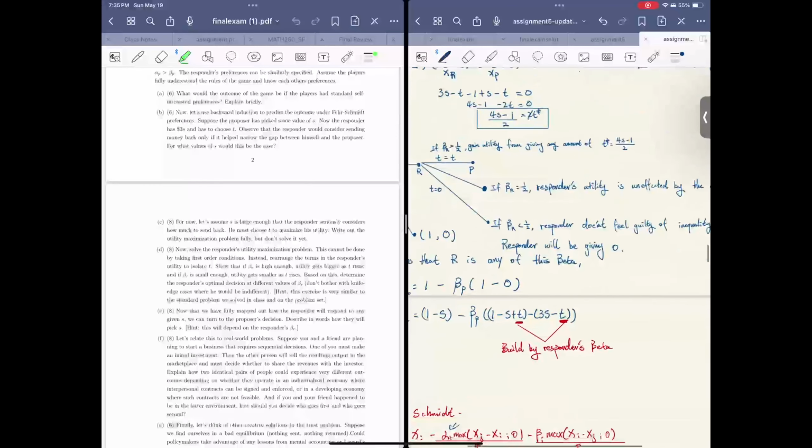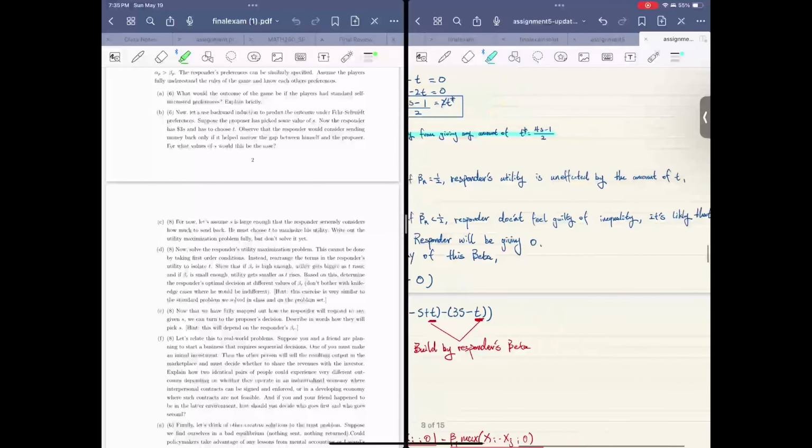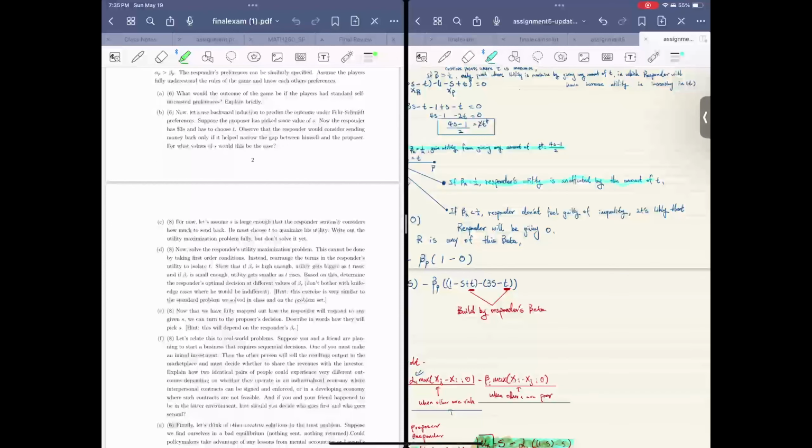So this is the first condition. If beta of a responder is greater than 1/2, they gain utility from giving any amount of t, right? The more t I give to you, in that case, I will maximize my utility. So if the beta of the responder equals 1/2, the responder's utility is unaffected by the amount of t. So I'm indifferent whether or not I give you any money, right?